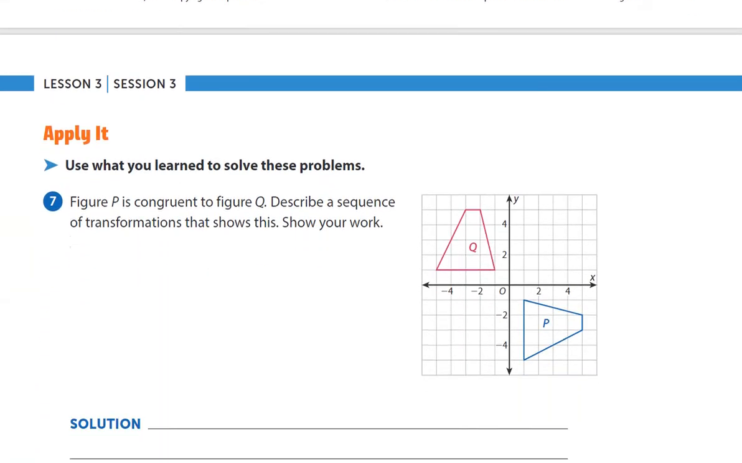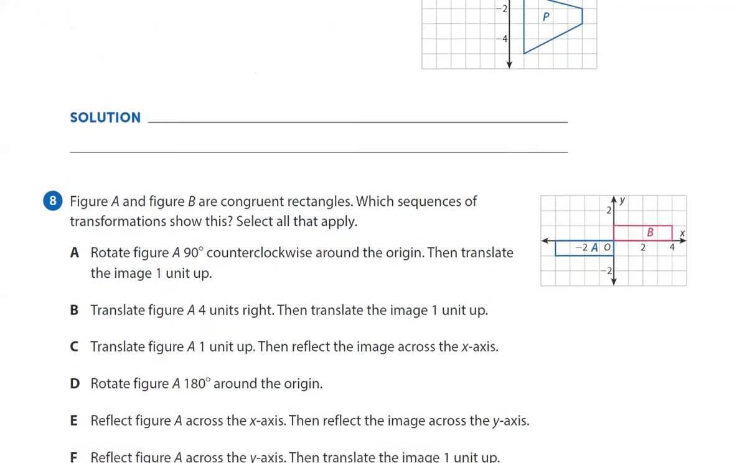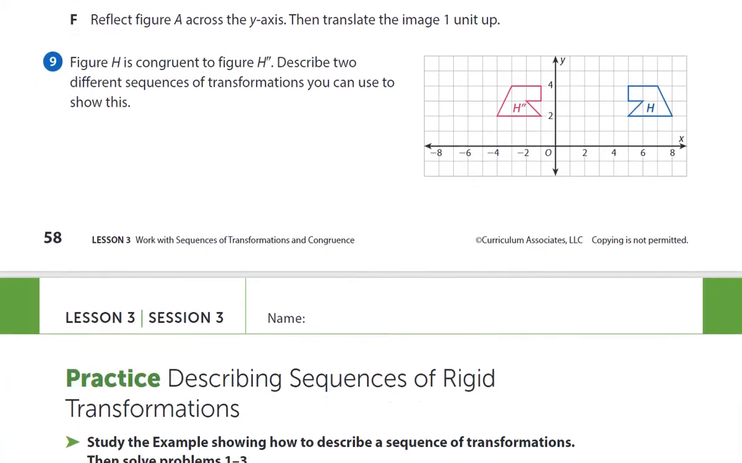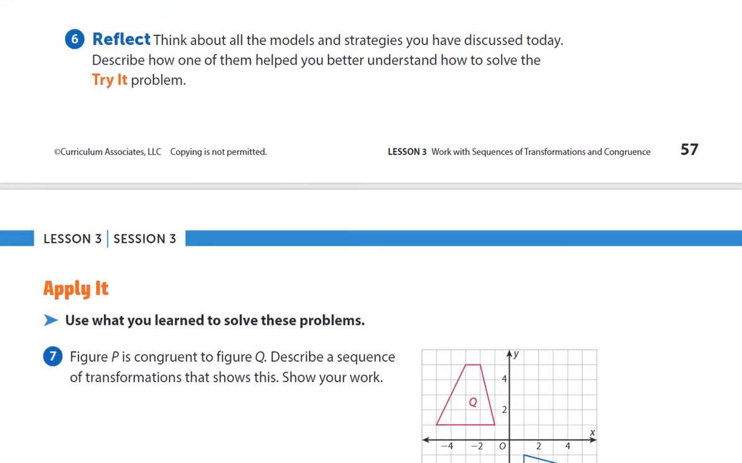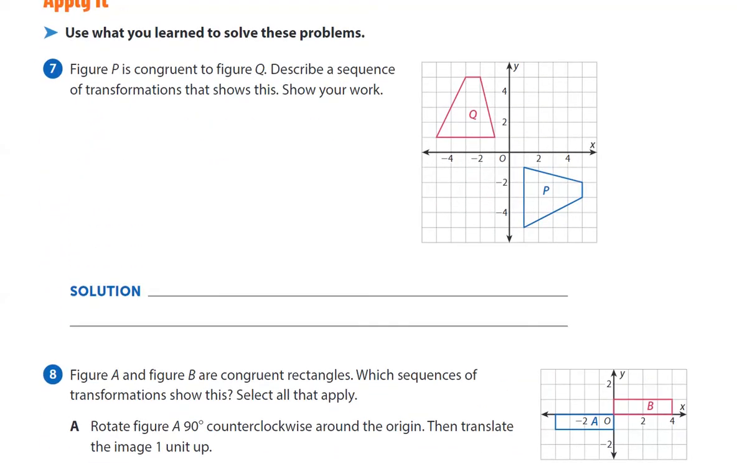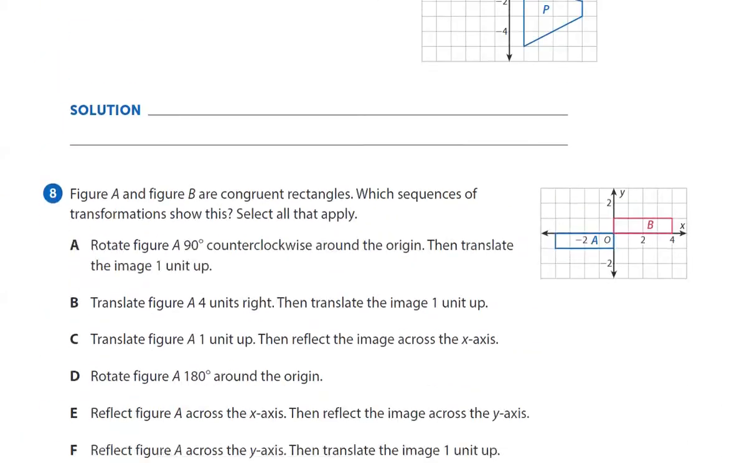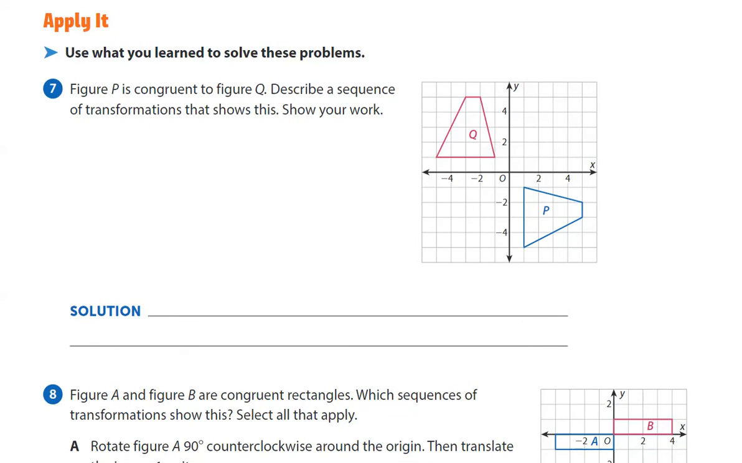Okay, so we're on page 58 now. We're doing 1, 2, 3 practice problems together, and then you have 2 green pages to do on your own. Okay, number 7. What page are we on again? 58. Number 7. Figure P is congruent to figure Q. Describe a sequence of transformations that shows this and show your work.